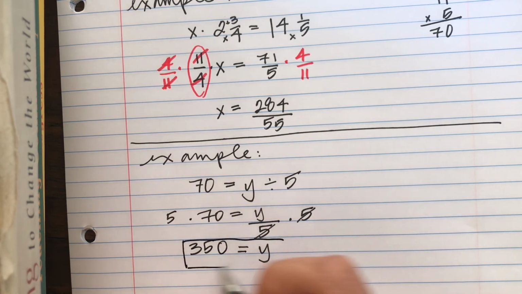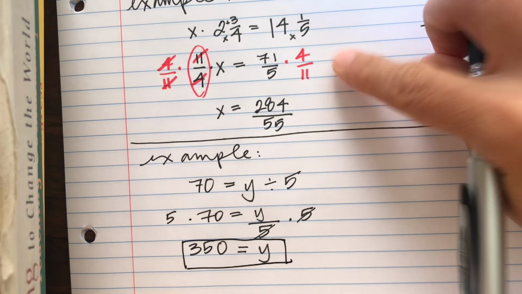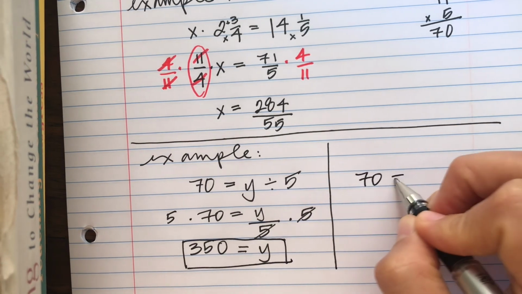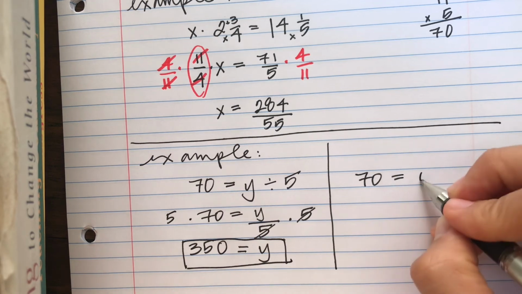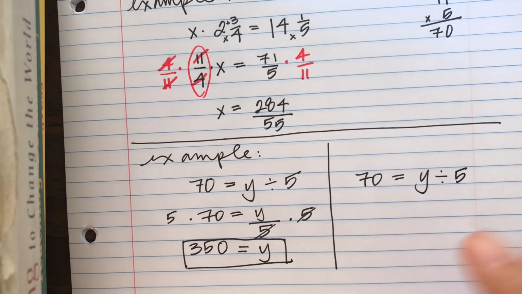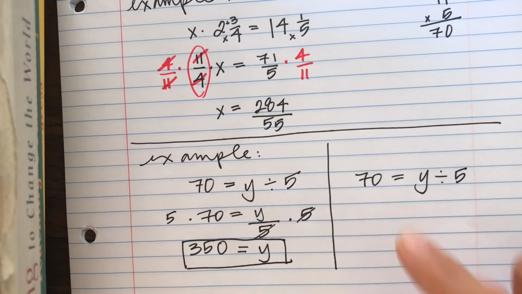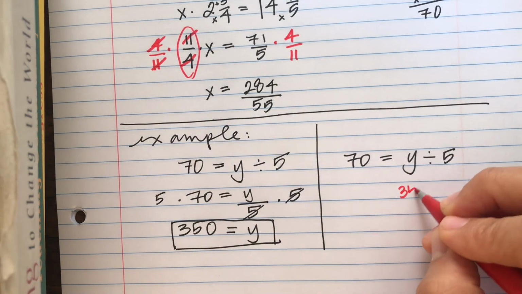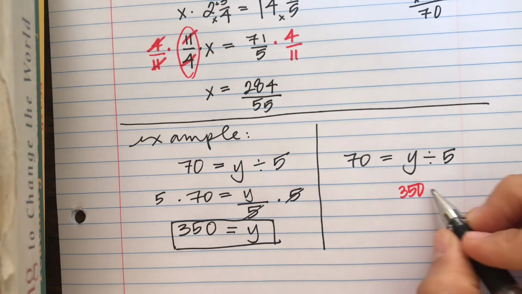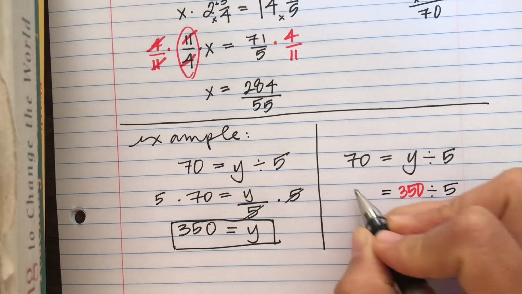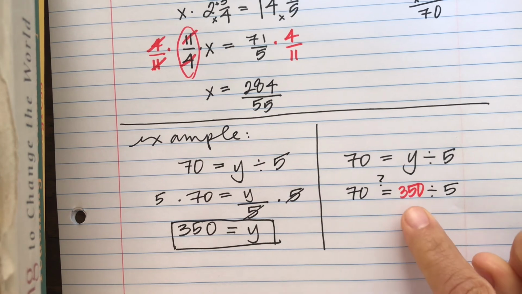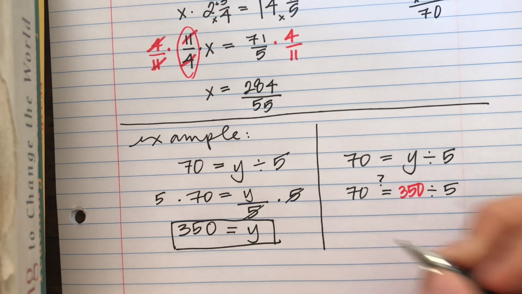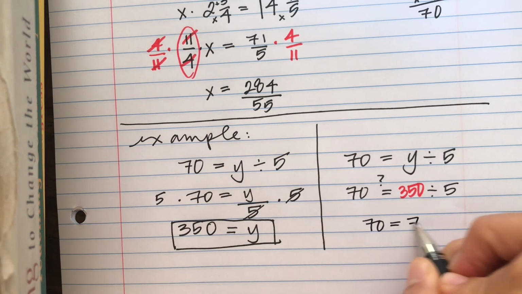Make sure you check it. You'll notice I skipped checking this one up here because those numbers are so unfriendly and I want to save on time. So I'm going to rewrite my equation, y divided by 5. Instead of variable y, I'm going to substitute with the value that I found here, so 350 divided by 5 equals 70, question mark, does it? 35 divided by 5 is 7, so 350 divided by 5 is 70. And our answer is correct here.